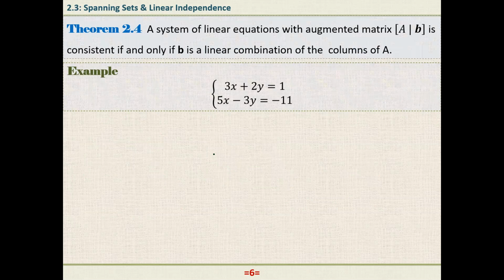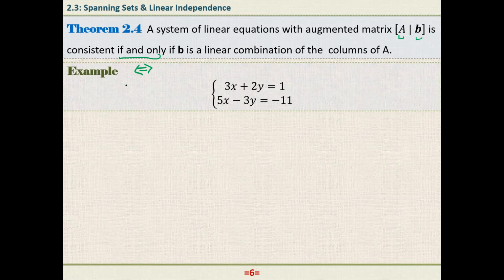Then a system of linear equations with augmented matrix, that's our augmented matrix, where A is the coefficient matrix and B is a vector whose components are the constant terms of the system, is consistent if and only if. Here we are using again if and only if. You know what we mean by this. It has a two-way implication, right? If B is a linear combination of the columns of A.